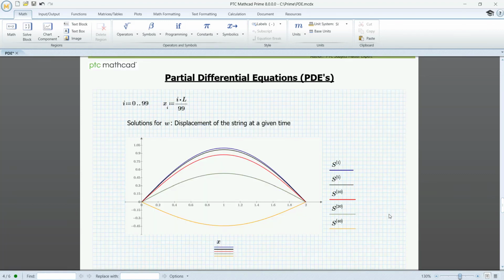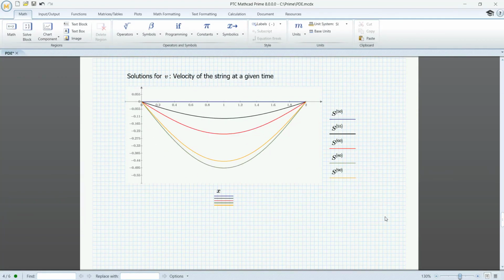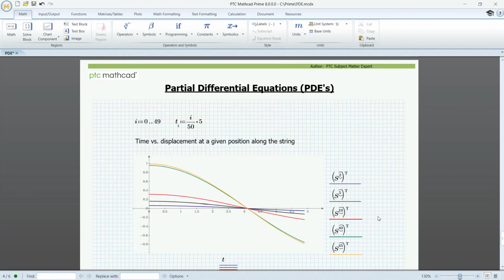In the first graph, we have the solutions for w, displacement of the string at a given time. In our second graph, we have the solutions for v. This is the last 50 columns of the matrix S. In this graph, we have the rows of the matrix. This is time versus displacement at a given position along the string.